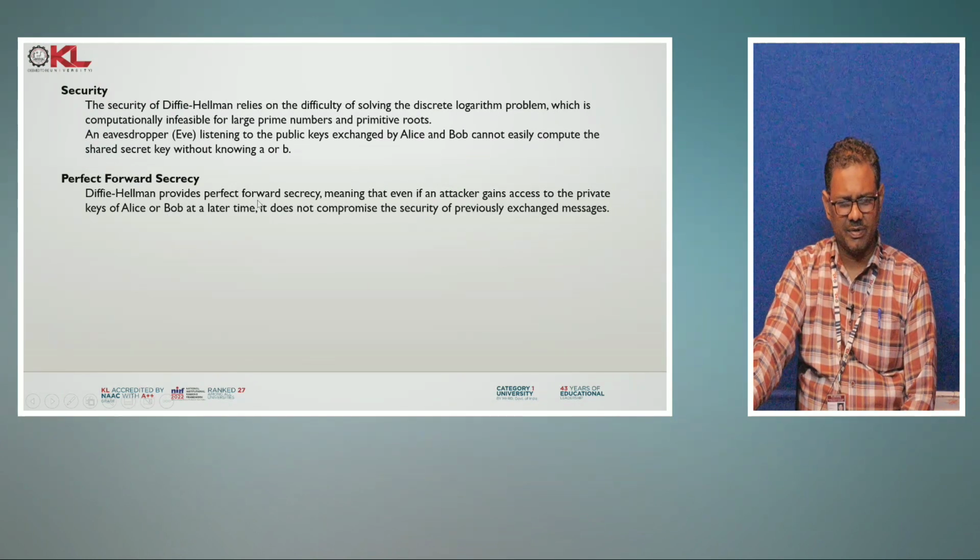This also provides forward secrecy, meaning that if an attacker gains access to the private keys of Alice and Bob at a later time, it doesn't compromise the security of the previously exchanged messages, even though the hacker knows them later, not instantly. That is the beauty of this algorithm.